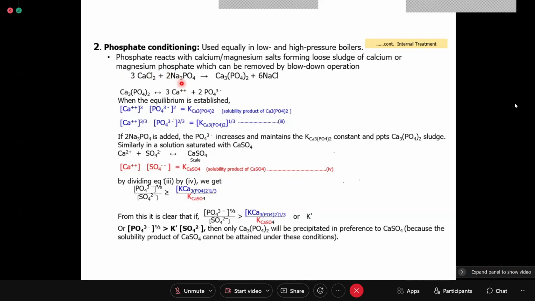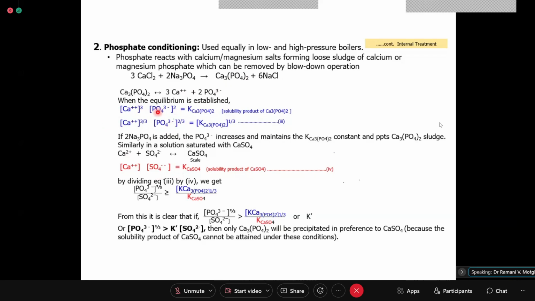2 Na3PO4. Now this Na3PO4 may be sodium dihydrogen phosphate or sodium hydrogen phosphate or sodium phosphate, depending on the pH of water, you can use this. So this reacts with Na3PO4 forming Ca3(PO4)2 plus 6 NaCl. Now consider that an equilibrium has been attained with calcium phosphate and calcium sulfate, so both of them are in equal proportion.